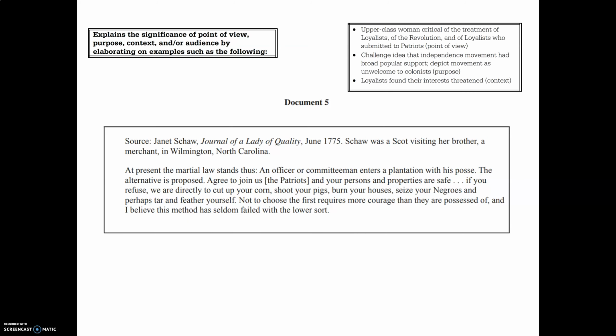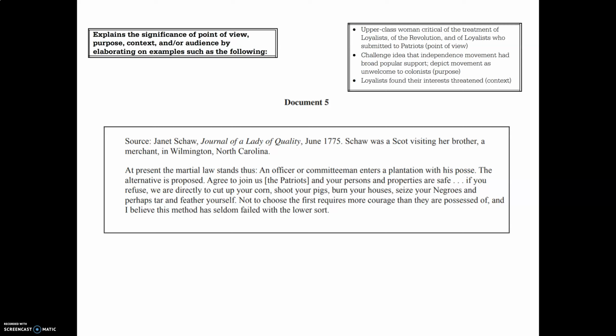Document 5. This is Janet Shaw once again. She's a Scottish woman living in, or visiting anyways, her brother in Wilmington, North Carolina. So for a point of view, they suggest that it's an upper-class woman critical of the treatment of loyalists of the Revolution and of loyalists who submitted to patriots.